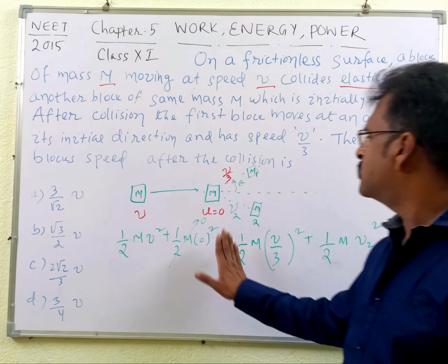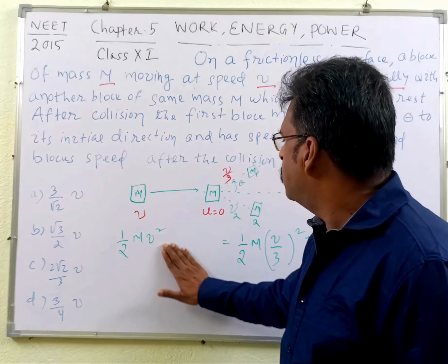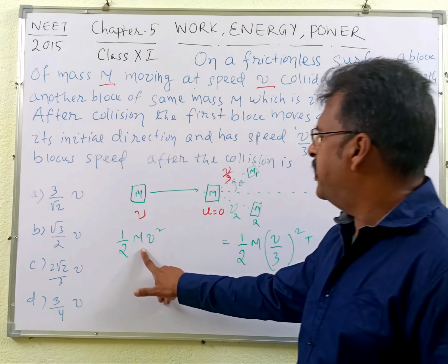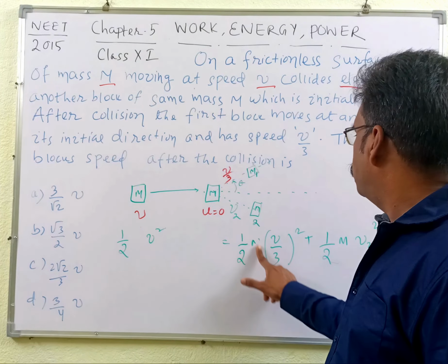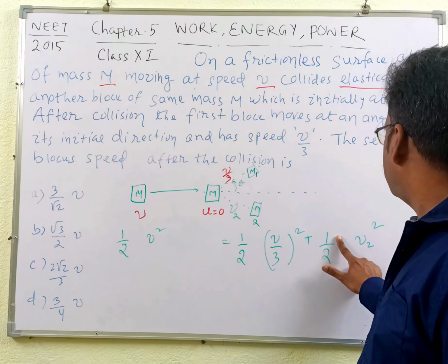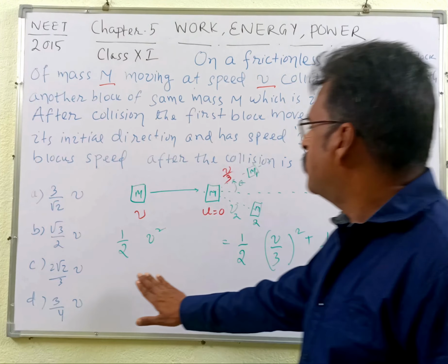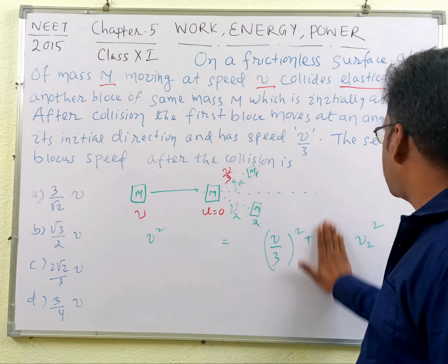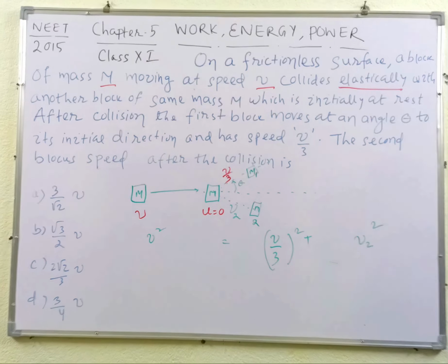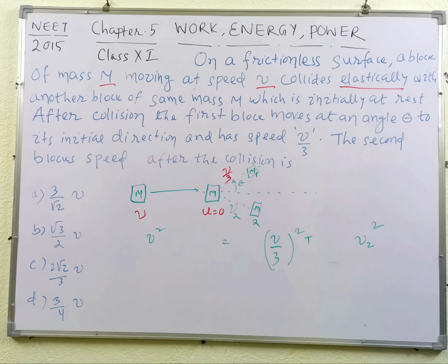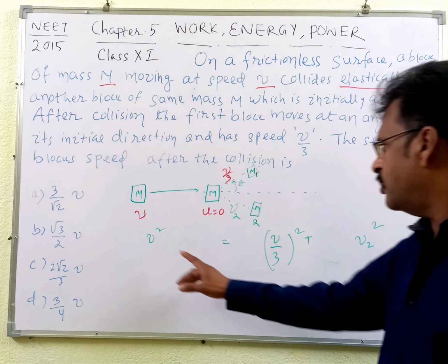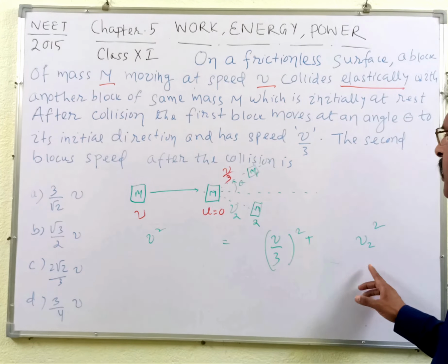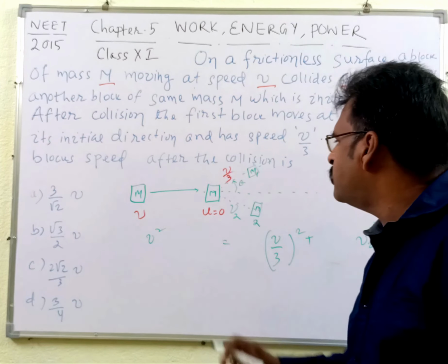The second block's initial term is 0, so we may erase it, and let us divide the equation by m. The m will be gone from everywhere. Everywhere there is a half, so we can erase the half also. So the equation we get is v square is equal to v by 3 whole square plus v2 square.